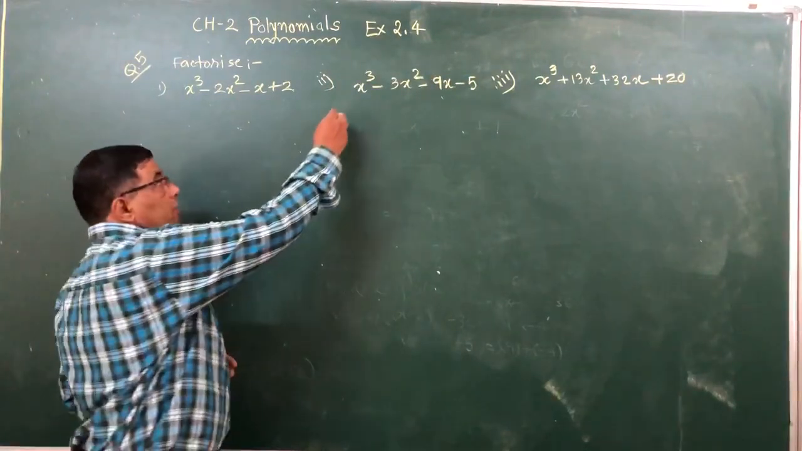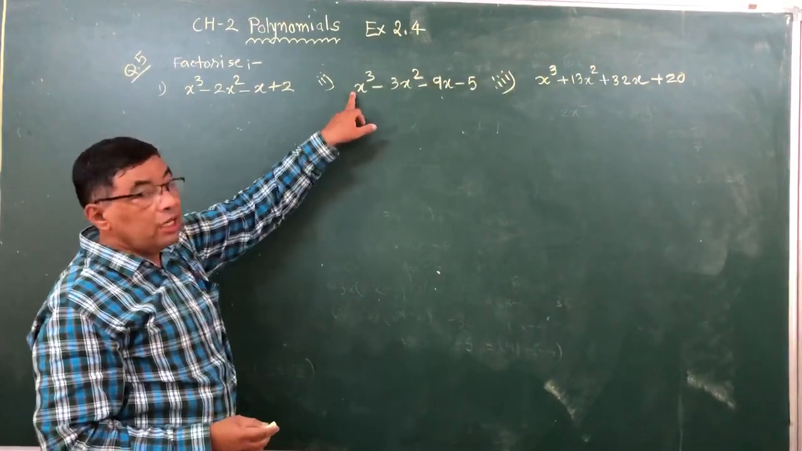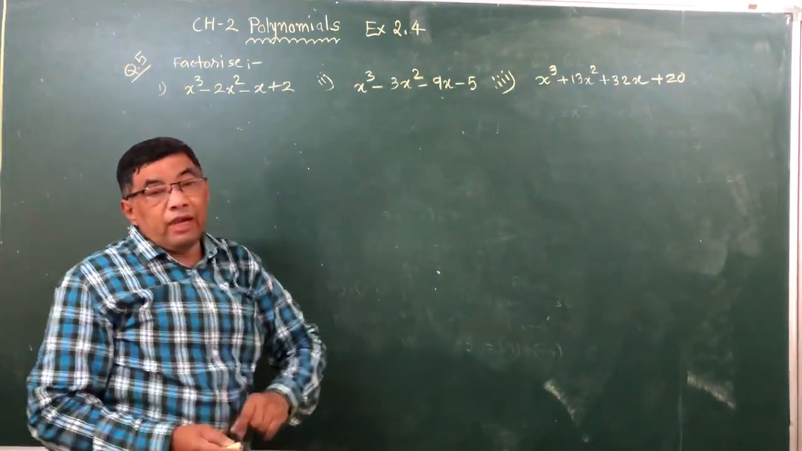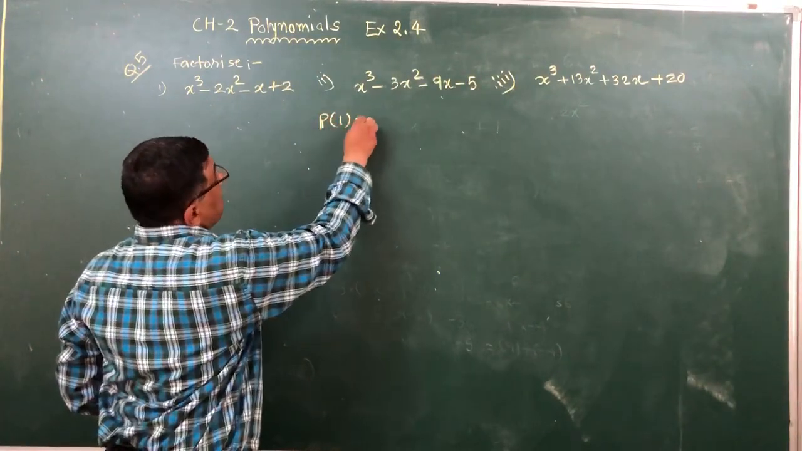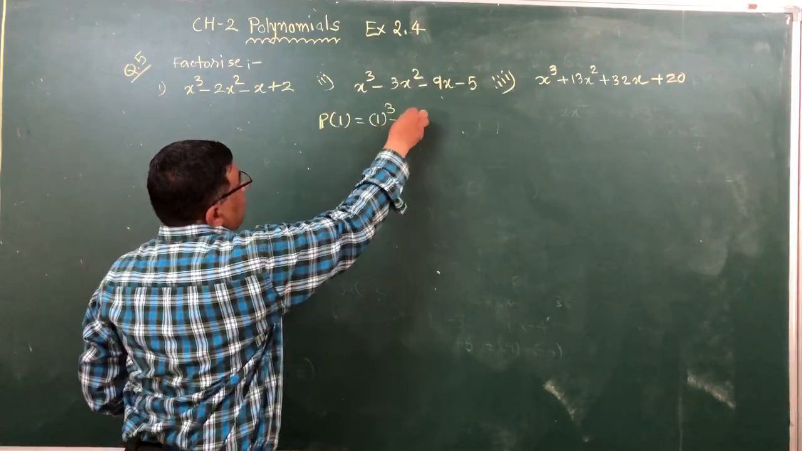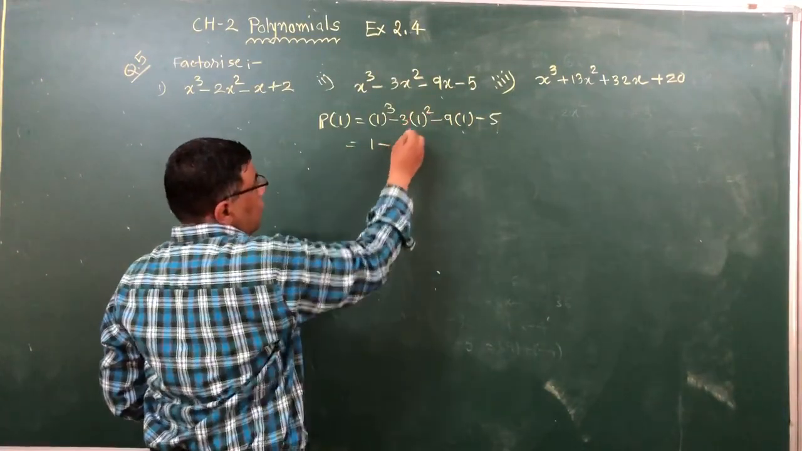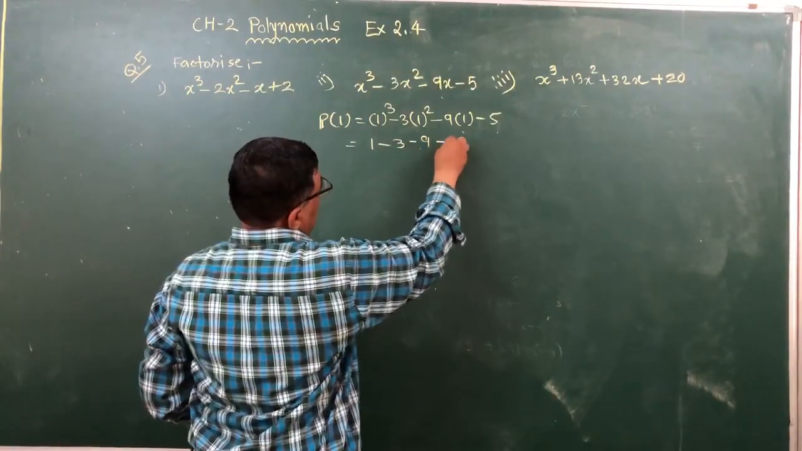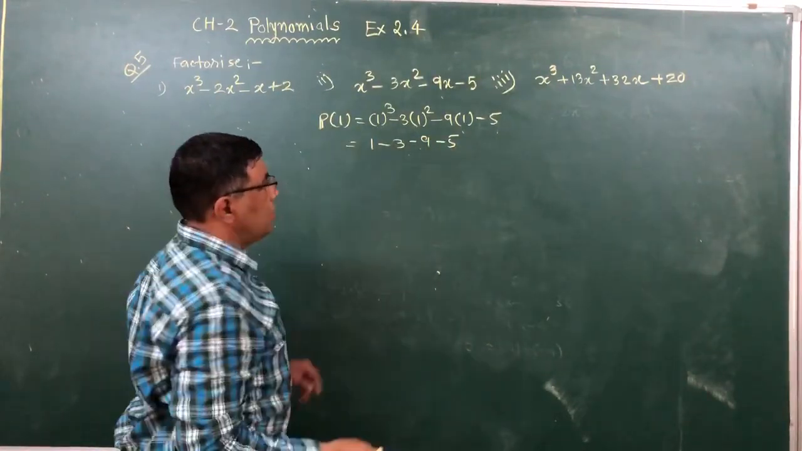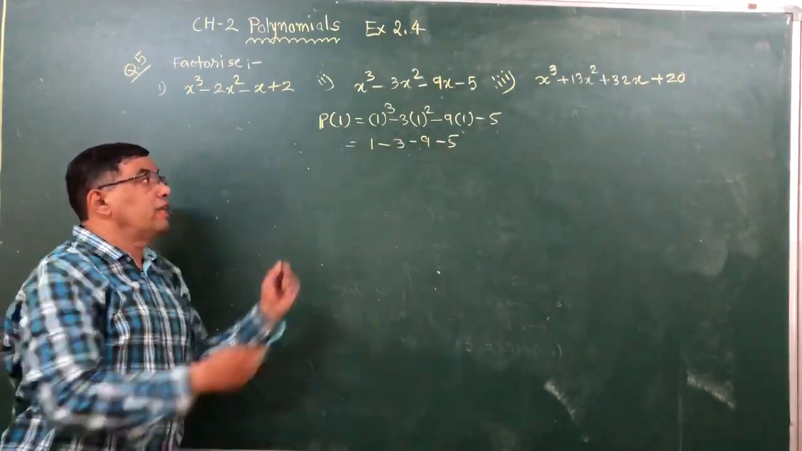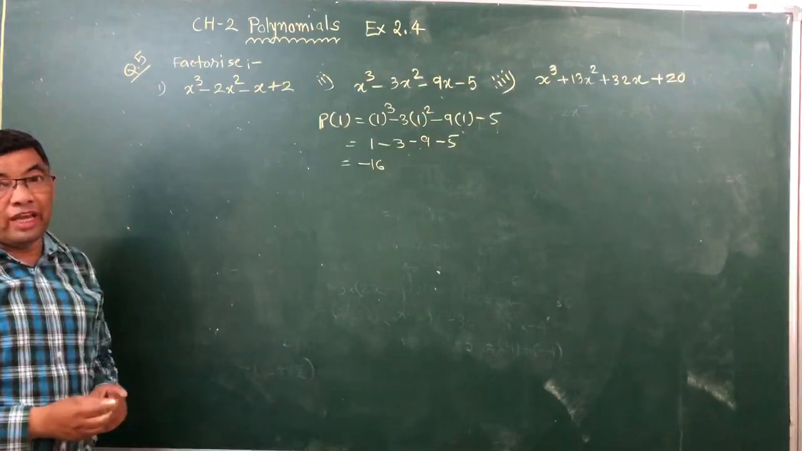First of all, we see the coefficients of this polynomial: 1, minus 3, minus 9, and minus 5 is the constant. Now first we find p of 1. So p of 1 is 1 cube minus 3 into 1 square, minus 9 into 1, and minus 5. 1 cube is 1, 1 square is 1, and minus 3, minus 9 and minus 5. So what we are getting is minus 16, not 0. So p of 1 is not 0, which means x minus 1 is not a factor.